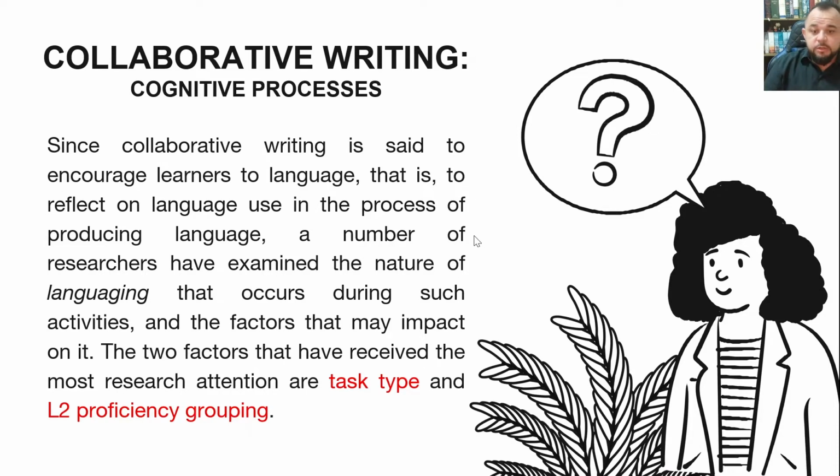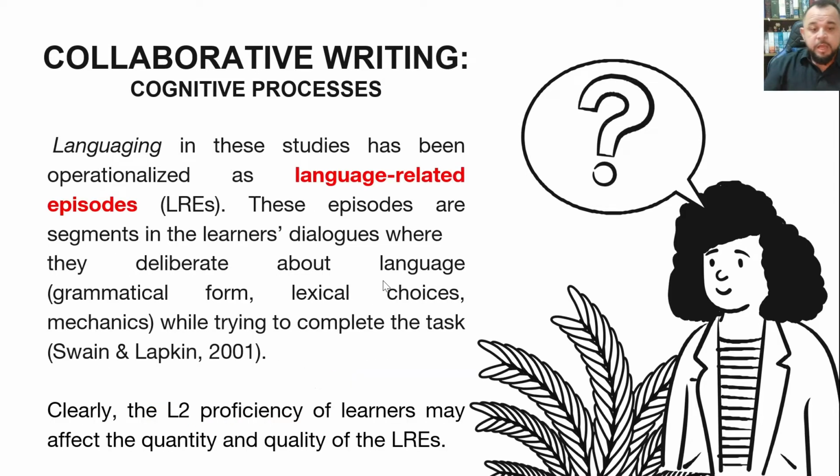Since collaborative writing is said to encourage learners to language, that is, to reflect on their own use and their peers' use of language, a number of researchers have examined the nature of languaging that occurs during such activities and the factors that may impact on it. The two factors that have received the most research attention are task type and L2 proficiency groups. Languaging in these studies has been operationalized as language-related episodes. This is a very important term, LREs.